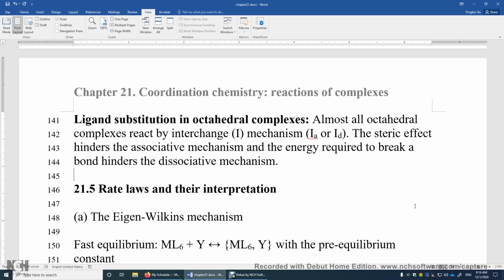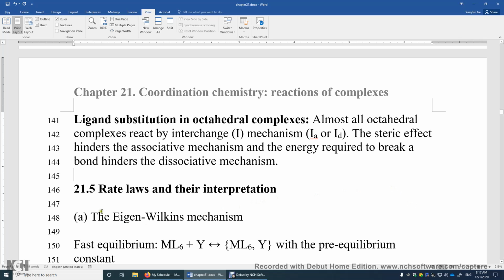Why don't these ligand substitution reactions in octahedral complexes go through an association mechanism or a dissociation mechanism? Well, this is because the steric effect hinders the associative mechanism. It's hard to imagine the transition metal forming 7 bonds with 7 different ligands. And in the dissociative mechanism, you have to break a metal-ligand bond completely, and that's disfavored energetically.